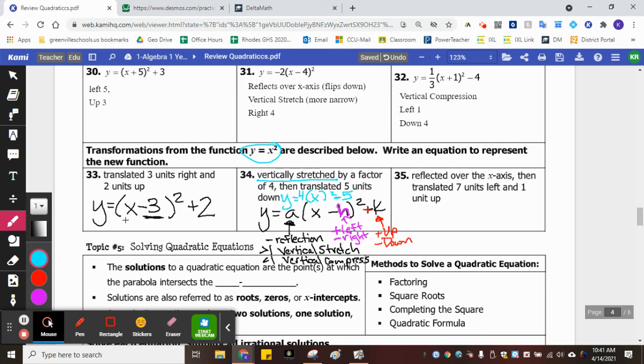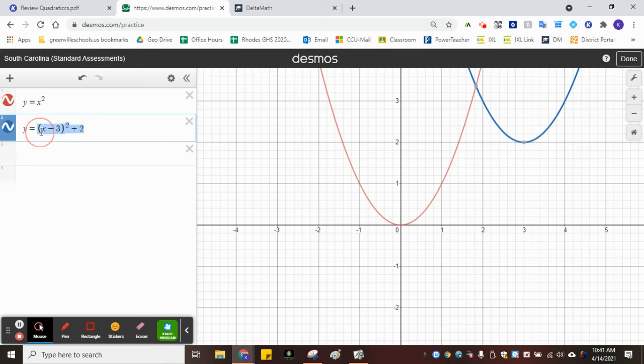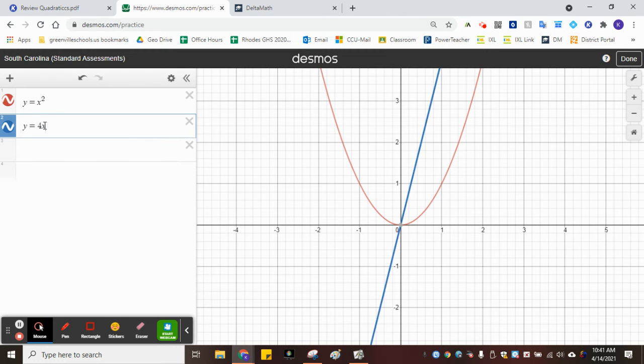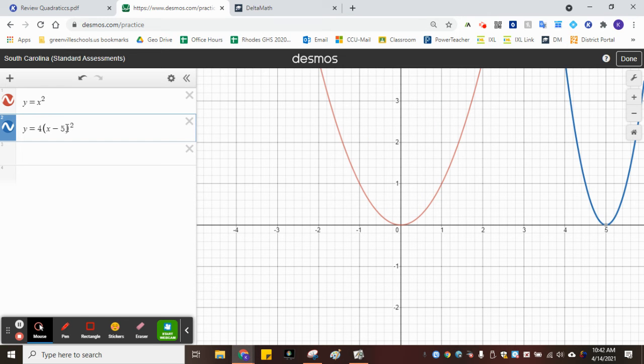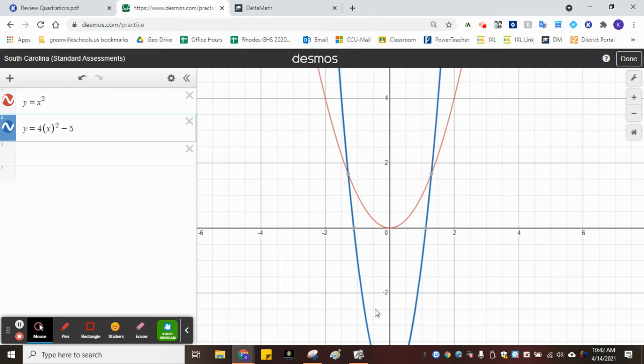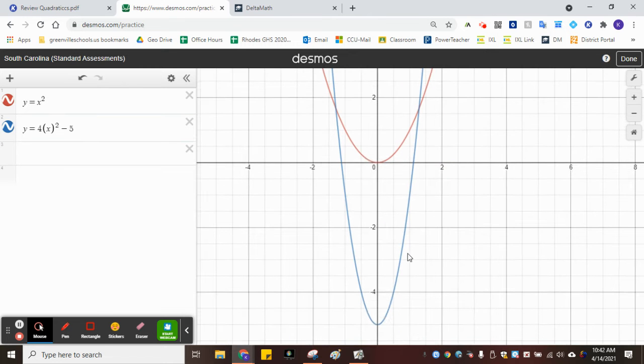And then, of course, check your answer by graphing it. Make sure that down, if you put it, so 4x squared is a vertical stretch because it made it thinner. If you had thought maybe down 5 would be minus 5 here, you can see that moved it to the right, so that's not your answer. So on the outside, minus 5. And then moved it down 5.